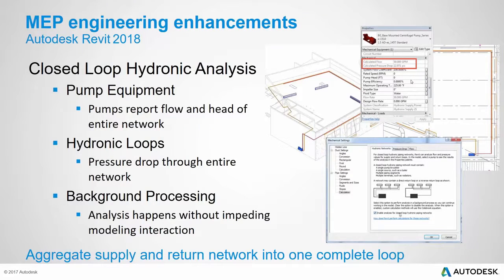Closed loop hydronic analysis. For those of you who do a lot of hydronic work, Revit didn't work very well with hydronic closed loop systems. It didn't do pressure drops properly. It didn't calculate head on the actual flow properly. And in this case, with the closed loops, you can actually enable that. In fact, I'm going to show you in Revit real quick where that can be done.